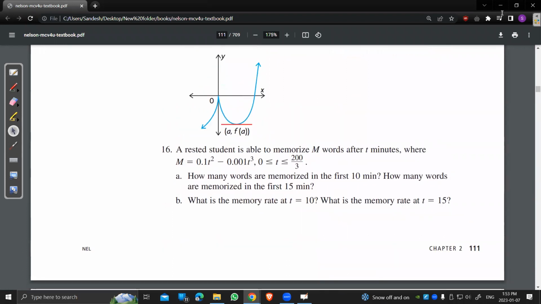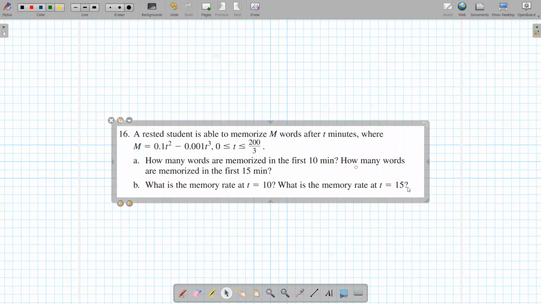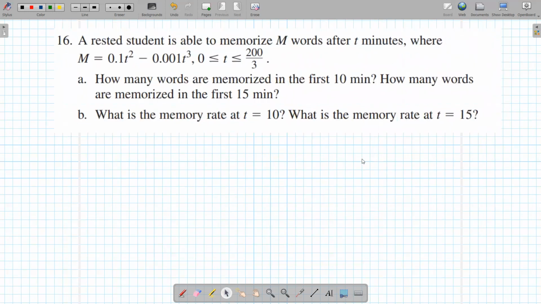Let's try doing this one. Memorizing words. How are you with memory? You probably need to memorize a bunch of things for science, I guess.